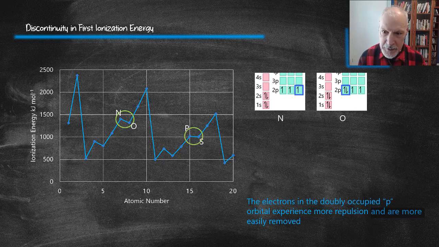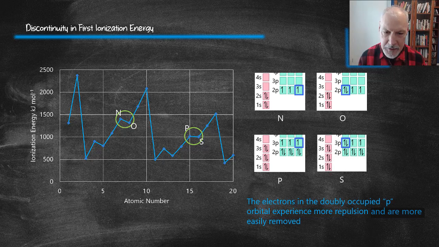This again happens over here with phosphorus and sulfur. Phosphorus with 3p orbitals singly occupied, and then with sulfur, the doubly occupied 3p orbital.